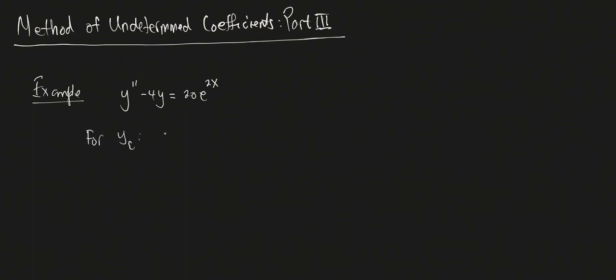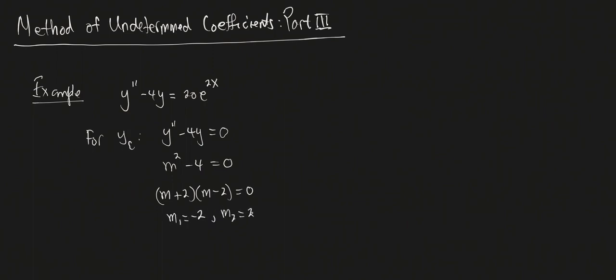So for y sub c, what are we going to do? We're going to solve the corresponding homogeneous equation, right? And that leads to this characteristic equation, m squared minus 4 is equal to 0. No problem there. It factors, it's a difference of two squares. So we're going to get our two real distinct roots. That's good. Our m1 is negative 2, m2 is positive 2. Here's the basis for y sub c: e to the negative 2x and then e to the 2x.